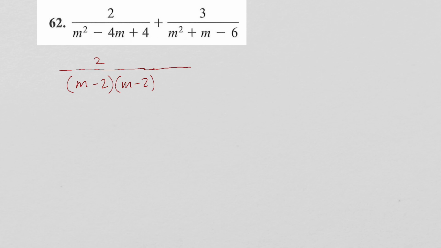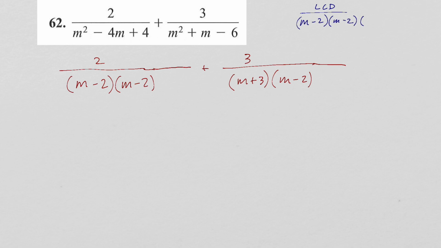I'll do this. And then I have plus 3 over, and I'll factor the bottom of this, and this is going to be m plus 3 times m minus 2. Okay. Now, the common denominator, we have 2 of these and 1 of these. So in my denominator, I'll just write it off on the side here. My LCD, the denominator has to be m minus 2 times m minus 2 times m plus 3. If you prefer to write this as m minus 2 squared, you can.